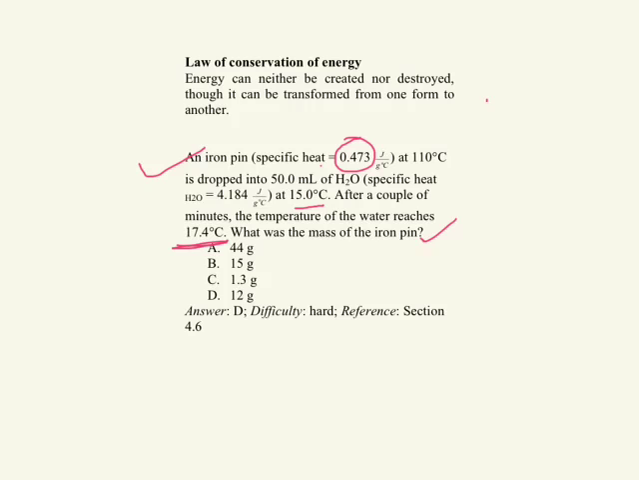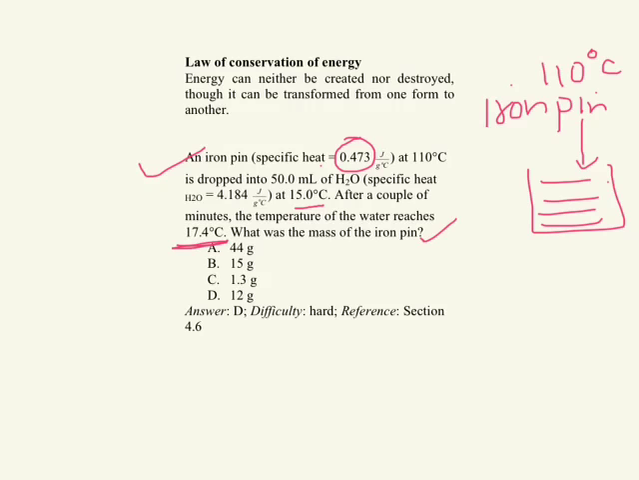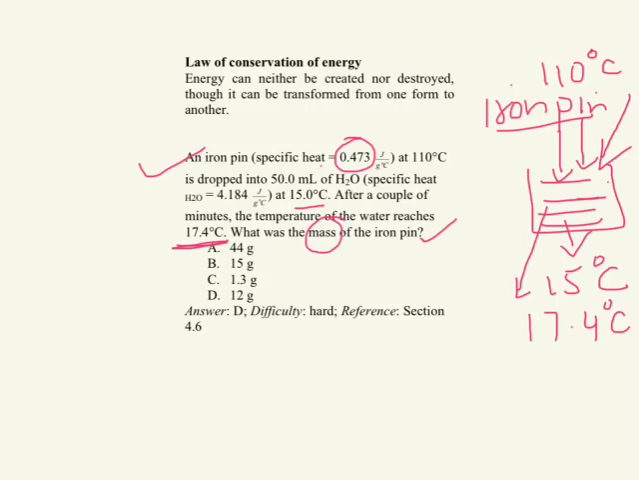So here what's happening, there's an iron pin at the temperature of 110 degrees Celsius, and you're dropping this iron pin into the water. And the water is at the temperature of 15 degrees Celsius. When you drop this iron pin into the water, the iron pin loses heat and that heat goes into the water, and the temperature of water changes from 15 to 17.4 degrees Celsius. So the question is, what is the mass of the iron pin?